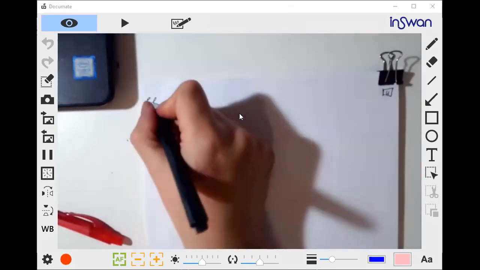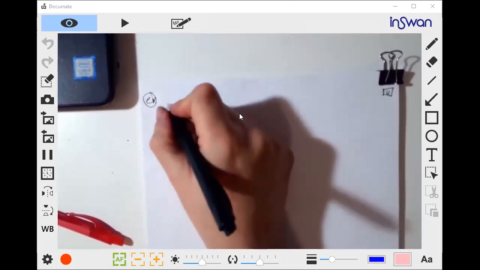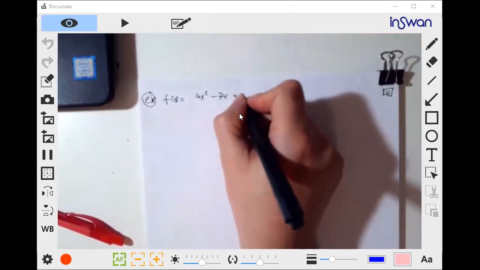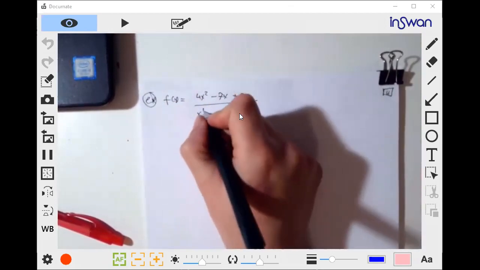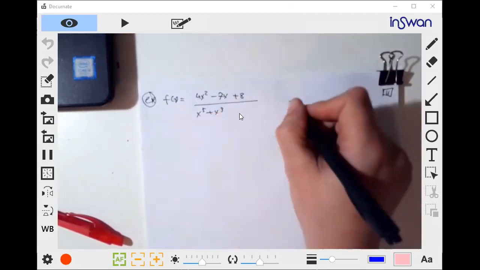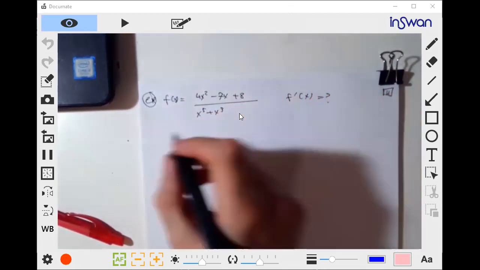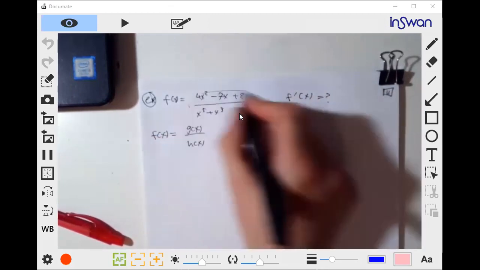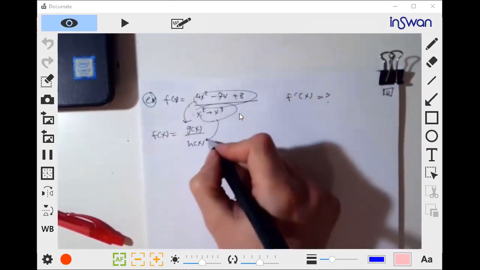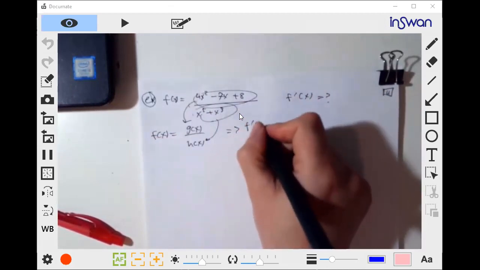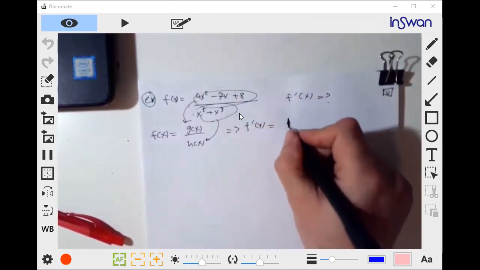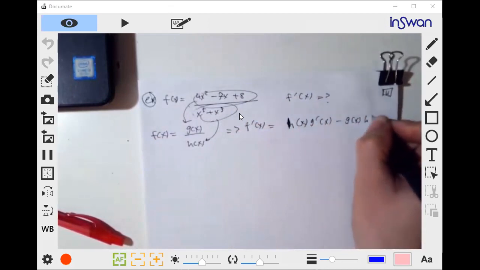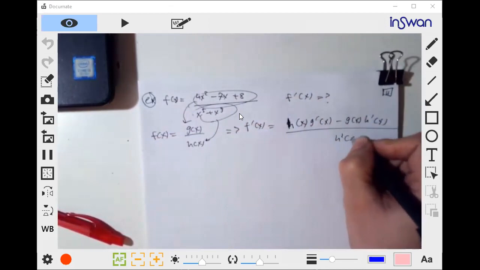Here's another example. Let's say you have f of x is equal to 4x squared minus 7x plus 8 over x to the 5th plus x cubed. All right, and we want to know what is f prime of x. Again, say f of x is some g of x over some h of x, where this is g and this is h. We know that that implies f prime of x is equal to the bottom h times the derivative of the top minus the top times the derivative of the bottom over the bottom squared.